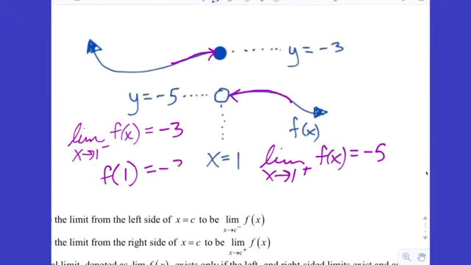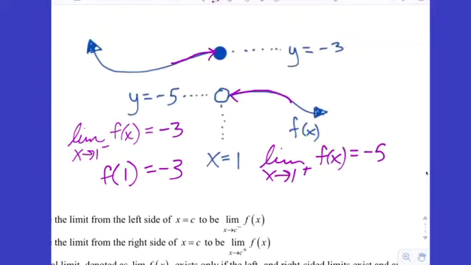Okay? Now, just for comparison, what is f of 1? F of 1 is -3. Good. It just so happens now that the left-sided limit happens to be the same as the function value, because that's where the solid dot is. But the left-sided limit and the right-sided limit are, for the first time, different numbers. Guess what type of discontinuity we'll always have when the two one-sided limits are different numbers? Always a jump.